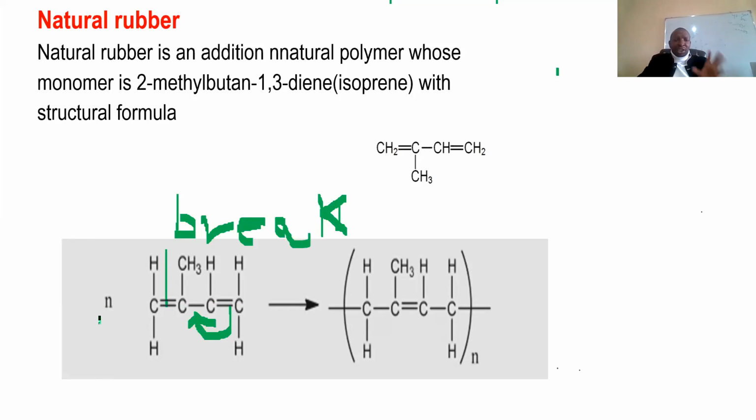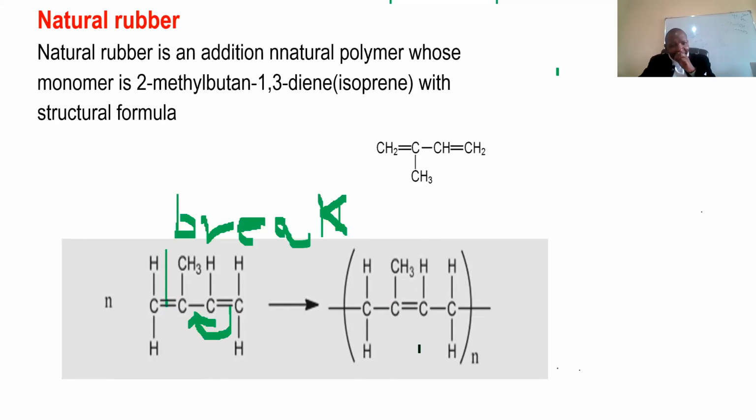So whatever happens, just know that during polymerization of natural rubber, the monomer, if you are given it, only one double bond breaks. And the remaining double bond will shift to the center. Then you just repeat, you copy that, you convert this one to a single bond, then you create a free end, and you bring the other double bond to the center. Now there you have your natural rubber. Understood, students?